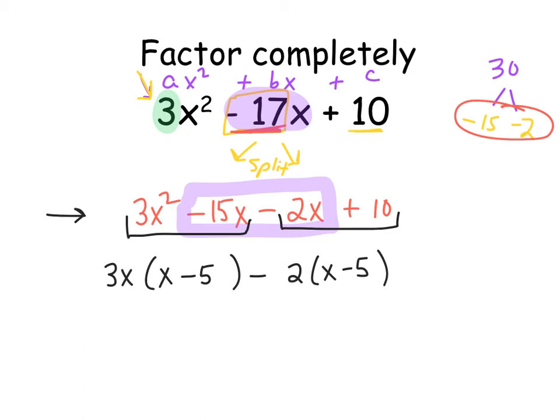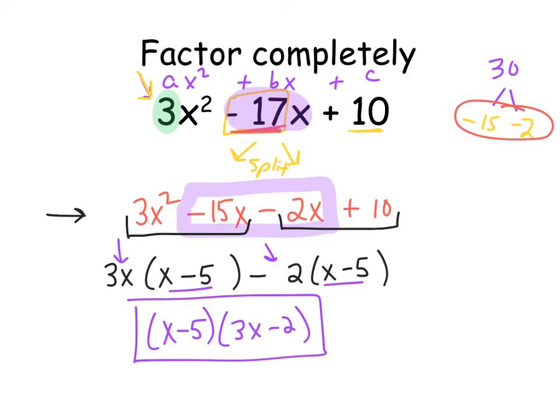Okay, now we know we're in business because both terms have an x minus 5. That is now a common factor. So bring the common x minus 5. See, they both had one. Bring that out front. And then you're just left with 3x and minus 2. Okay, and that is the factored version of our original expression.